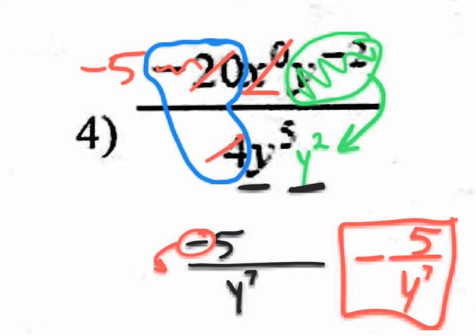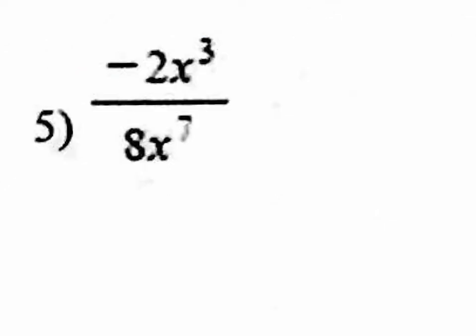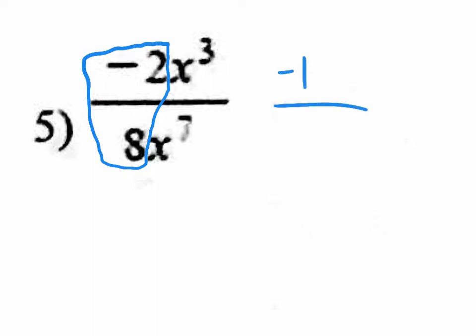Moving on, number 5. So number 5, once again, I like to look at the numbers, the coefficients first. The -2 divided by 8. Now, -2 divided by 8, you can't really do it, but you could rewrite it. You could reduce it. That's what I meant to say. You could reduce it. So what does -2 over 8 reduce down to? -1 over 4. There you go. -2/8 reduces down to -1/4.